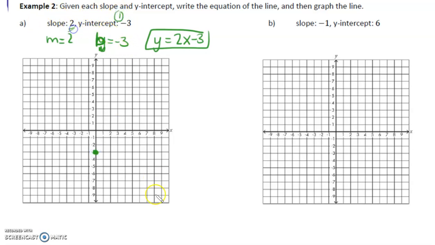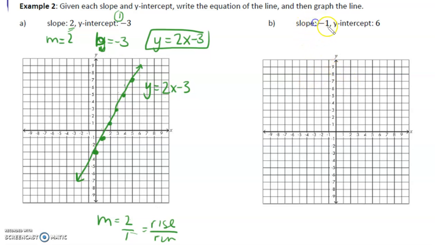Now we're going to apply the slope. The slope is 2, which is actually 2 over 1. So our rise is going to be 2, and our run is going to be 1. So up 2 over 1, up 2 over 1, up 2 over 1. You can keep patterning up until we have enough points to draw our line. Then you want to draw arrows on the ends of your line and then label.